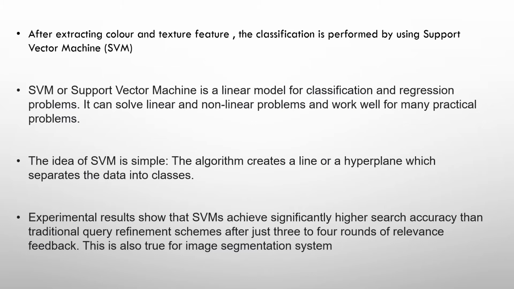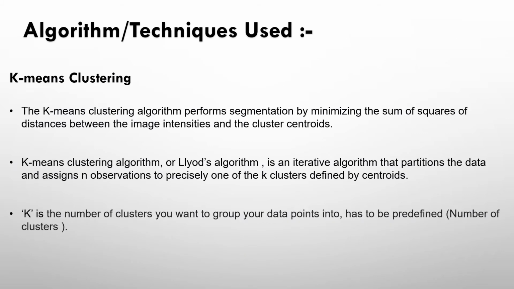The idea of SVM is simple. This algorithm creates a line or a hyperplane which separates the data into classes. Experimental results show that SVM achieves significantly higher search accuracy than traditional query refinement schemes after just 3 to 4 rounds of relevance feedback. This is also true for image segmentation systems. So the two main algorithms which we'll be looking through in this presentation are the K-means clustering algorithm and KNN, that is the K nearest neighbor algorithm.